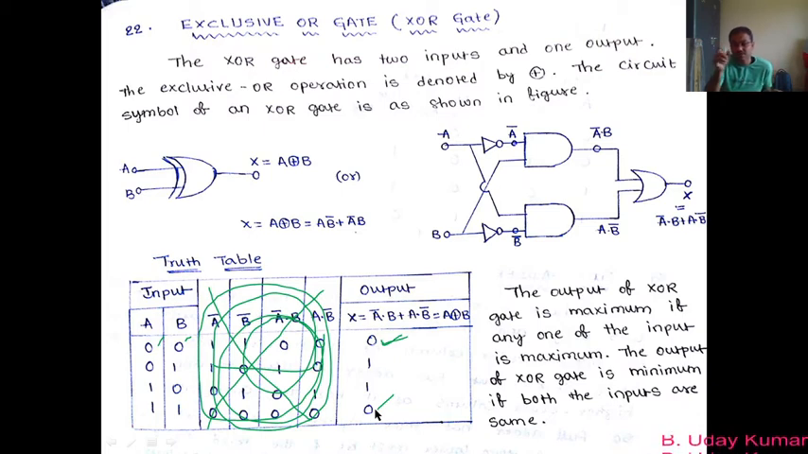So with the help of that observation you can write one definition here. Similarly, you can check this here. So the output of XOR gate is minimum if both the inputs are the same. That is the definition I have mentioned here.